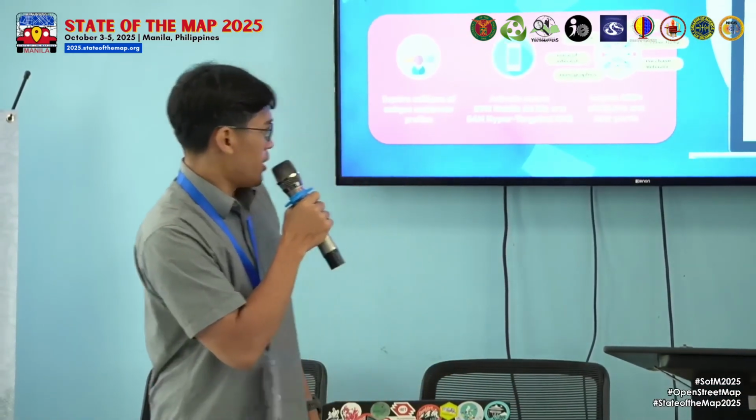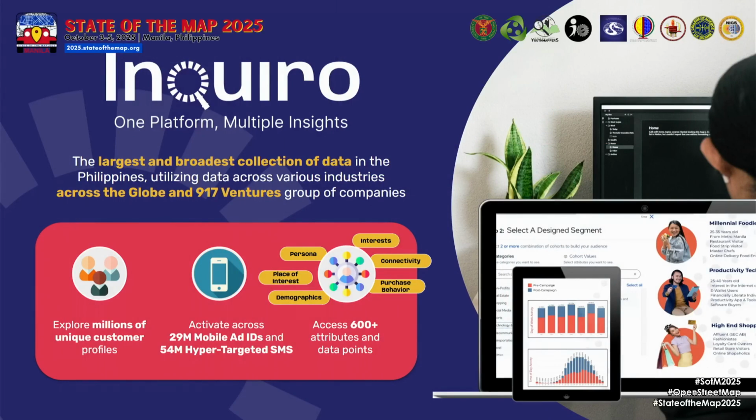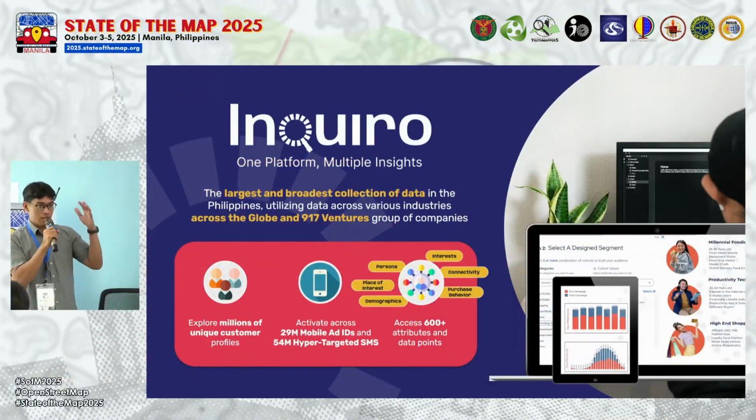Inkiro is, again, the data analytics arm of Globe. We have millions of data points, and we have 29 million MAIDs, the IDs used to track you, essentially to give you ads. And we have 54 million people's data from Globe for SMS and calls, and we have access to 600 attributes. This sounds evil, but Globe knows your gender, your age, and where you go, because we have GPS.